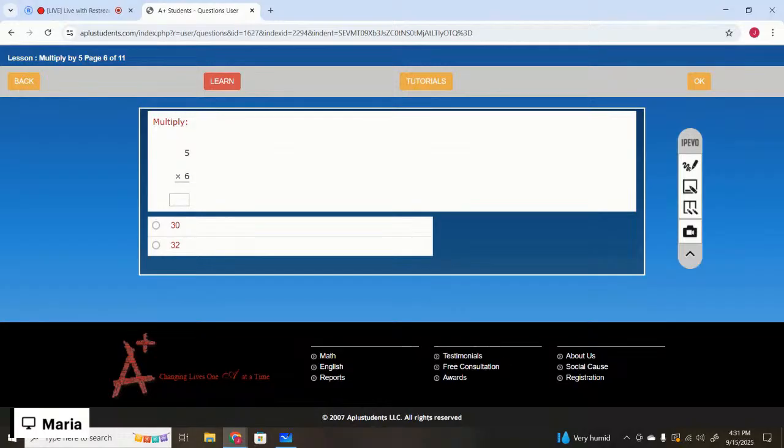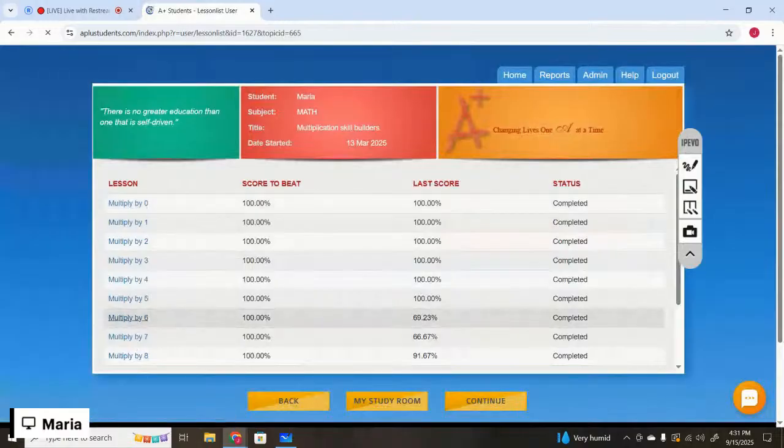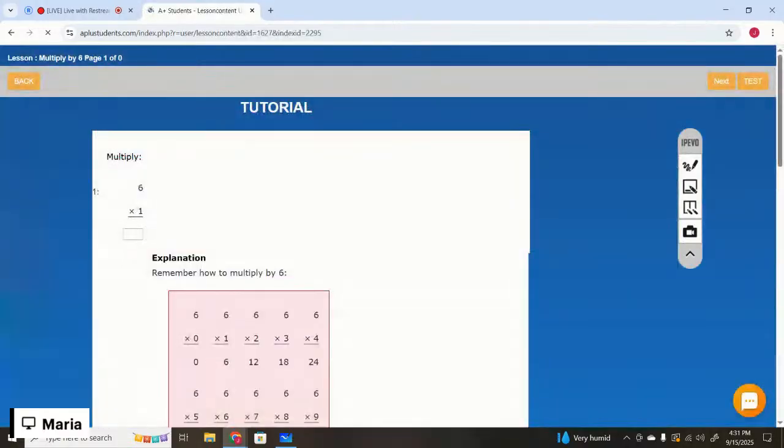6 times 5 is, yes, 30 it is. Okay, you can complete the lesson by yourself later today. Let me just move on to the next lesson. They are the multiplication tables you need to keep in your mind. So start working on the multiplication tables daily, because if you're not good with multiplication tables, you are not good with division also. Division and multiplication are related.